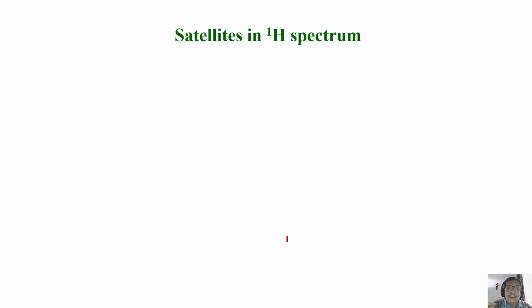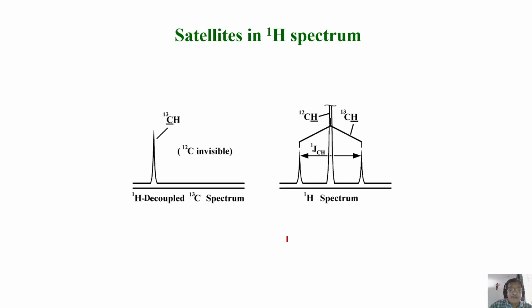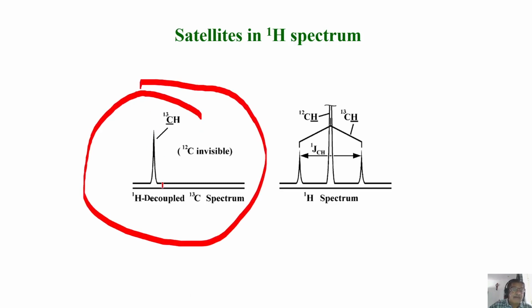You know what satellites are, I discussed. If I take a simple example, CHCl3, a simple molecule, I must get a single peak for proton. Why is it a single peak? Because 99% of the molecules are in the carbon 12 state. They exist as carbon 12 isotopomer, so it gives a single peak because it has no magnetic moment, so no coupling to proton. But remember, 1% of the molecules have carbon 13. This is the carbon 13 observation.